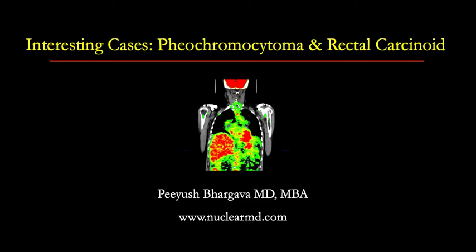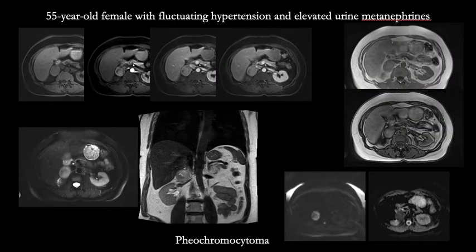Our first case is a 55-year-old female who presented with fluctuating hypertension and elevated urine metanephrines. We did a MR of the abdomen with and without IV contrast. Here we are looking at the coronal T2 weighted image showing a tumor arising from the right adrenal, showing T2 heterogeneous hyperintensity. We see the same thing here on the axial fat saturated T2 weighted image.